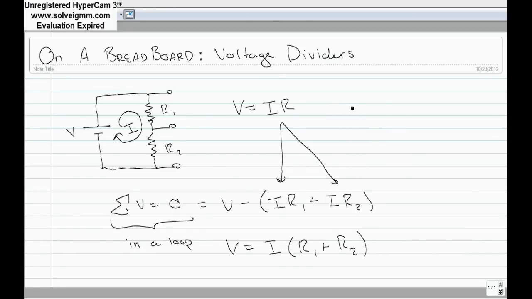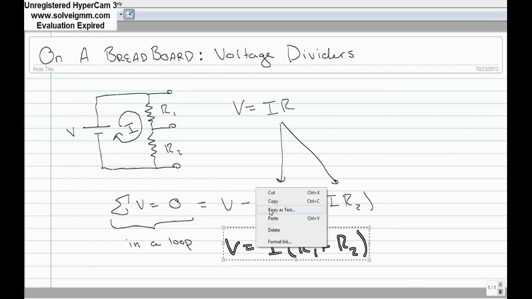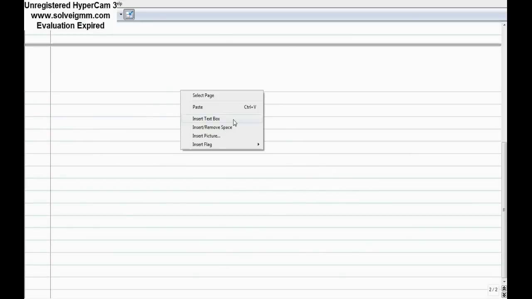And let's start assigning some numbers. Let's copy this first. There we go. Copy. And we'll move on to the next page. And paste.